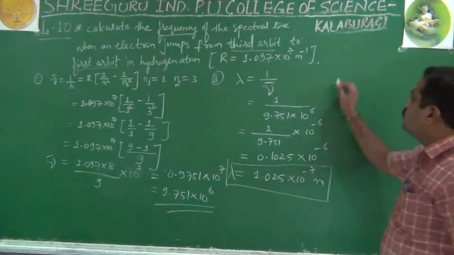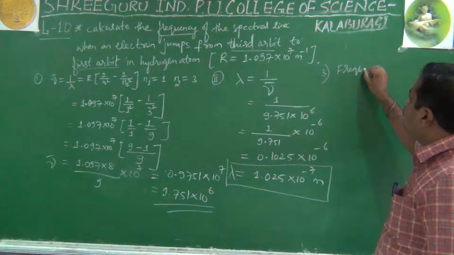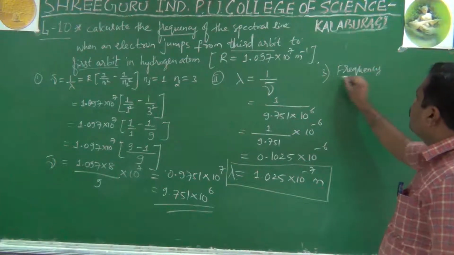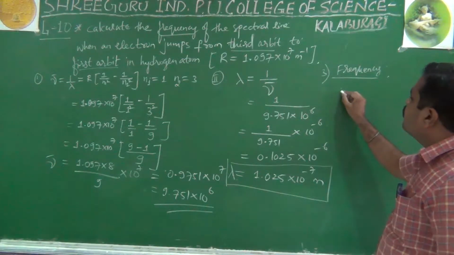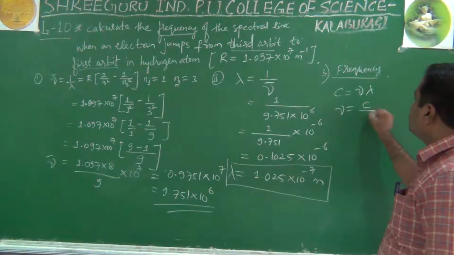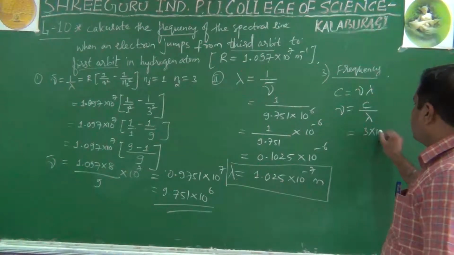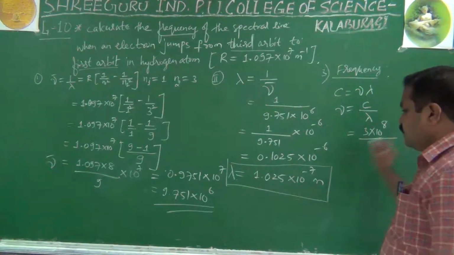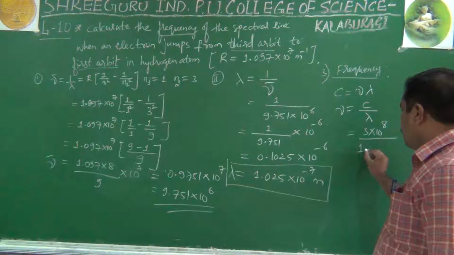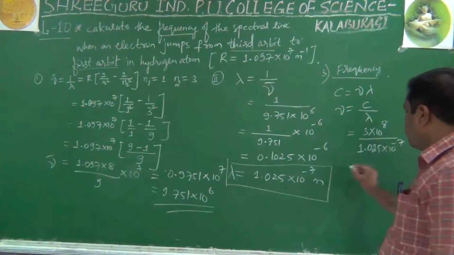Now lastly, third, frequency. This is our main aim. To calculate frequency, you have to depend on C is equal to nu lambda, so nu is equal to C by lambda. The velocity of light is 3 into 10 to the power 8 meters per second, and the wavelength we got is 1.025 into 10 raised to minus 7.